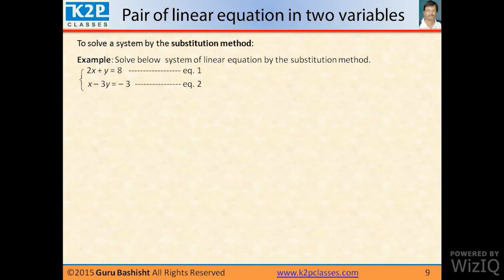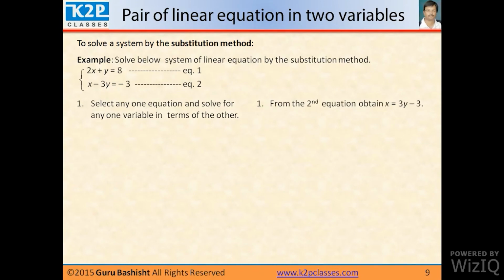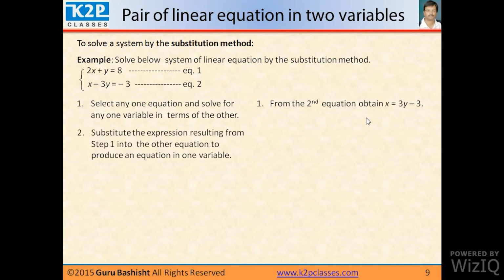From the second equation, we can write x = 3y - 3. Like x - 3y = -3, so if -3y goes to the other side of the equal sign, it becomes positive and x = 3y - 3. Now put this x = 3y - 3 into the other equation. Since we got the value of x from equation number 2, we will substitute this value of x in equation number 1, and it becomes 2x; in place of x we will put 3y - 3, plus y.